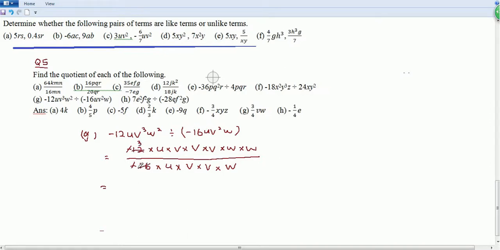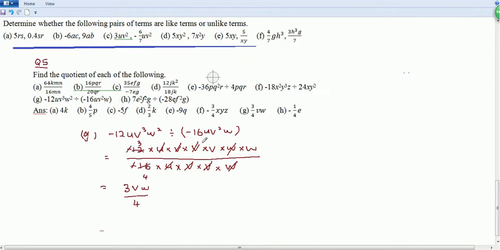3, 4. And you have 1u here, cancel it. v squared, v cubed, cancel 1, 2. Okay, so this v we cannot cancel. 1w, cancel it. Okay, so the rest will be 3v w, and at the bottom we only have 4. So the answer is 3 over 4 vw.